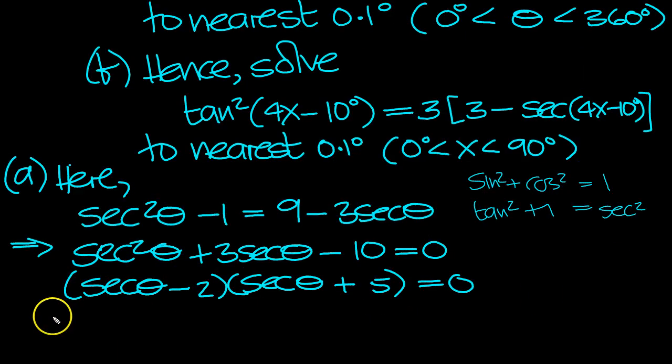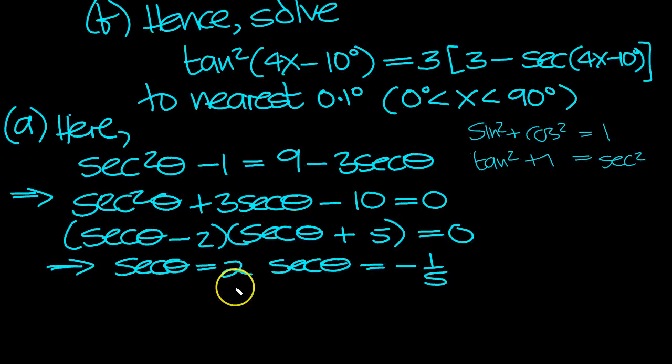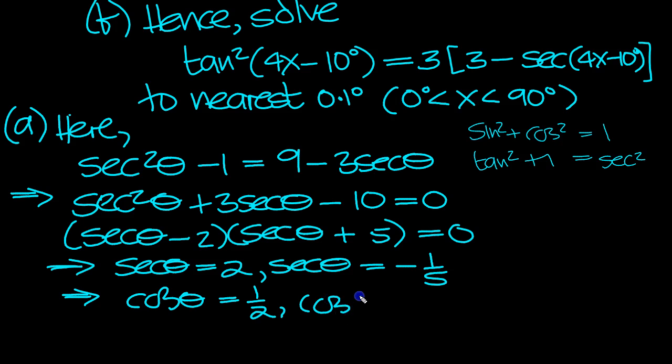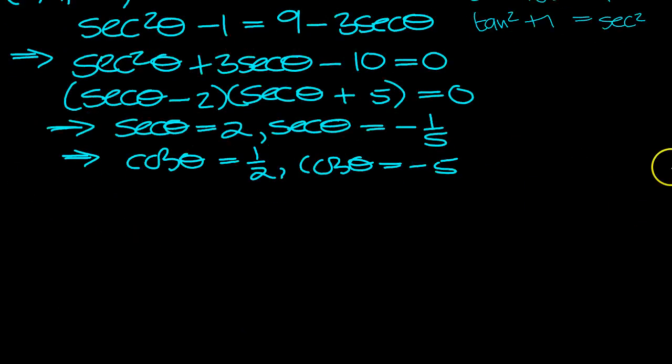So that tells us then that sec theta equals 2, or sec theta equals minus 1/5. Invert the fractions and we'll get cos. Cosine theta is equal to a half then. And this one tells us that cosine theta, invert the fraction, equals minus 5. So let's solve for these. We're solving between 0 and 360.